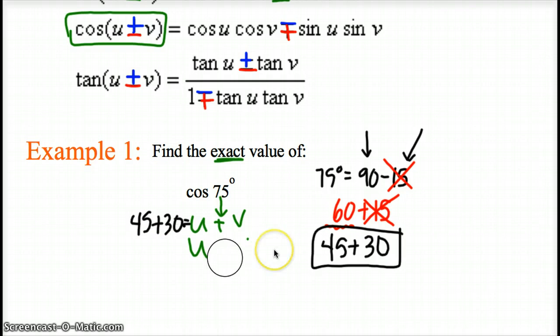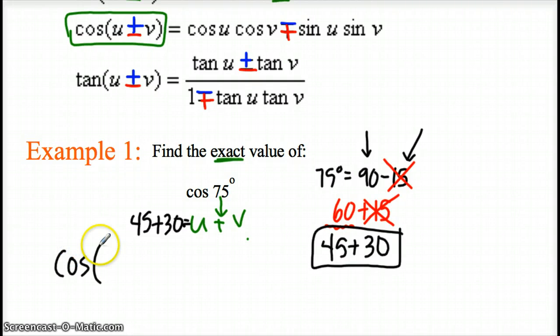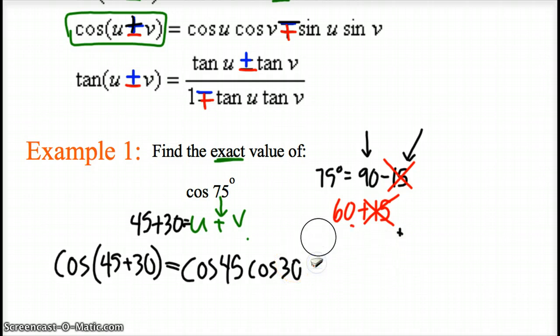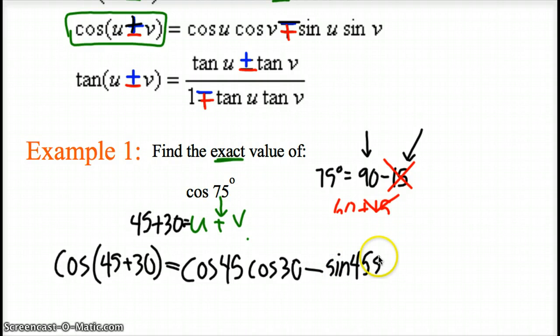So I'm pulling down the formula from above. I'm going to use the cosine of 45 plus 30 will equal, so I'm going to use my subtraction here. So cosine of 45, cosine of 30, minus the sine of 45, sine of 30.